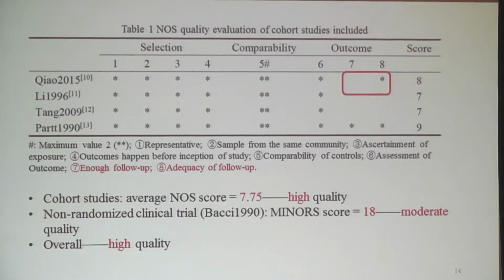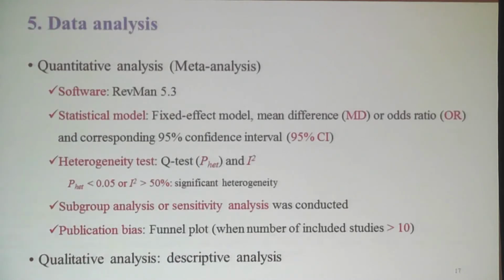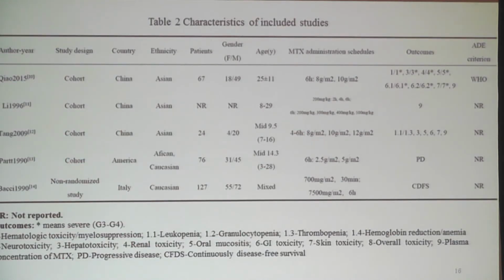The average NOS score was 7.75, which means high quality. The MINORS score was 18, which means moderate quality. And so the overall quality was high. Then 2 reviewers extracted data from included studies back-to-back. And this table shows the basic information of included studies.